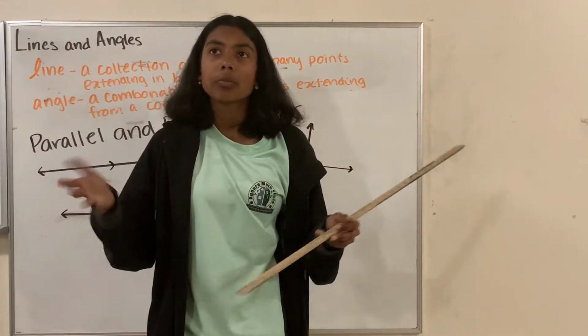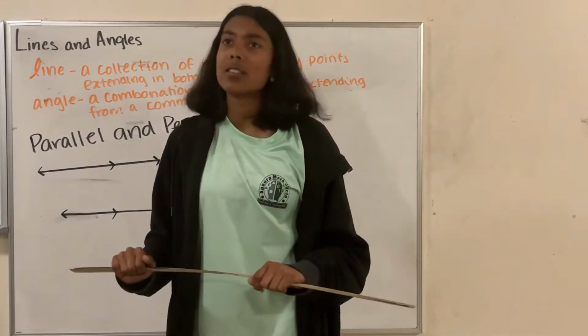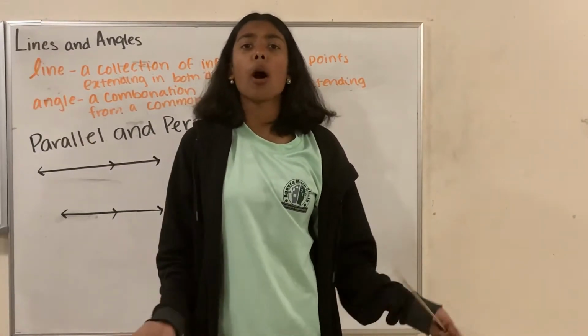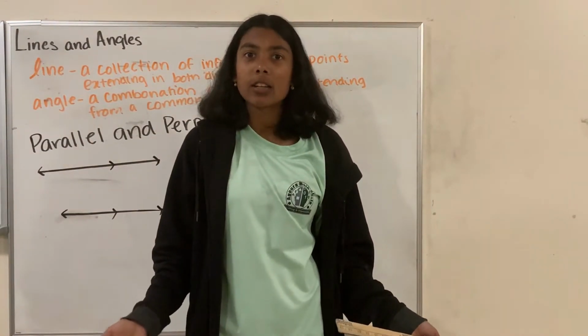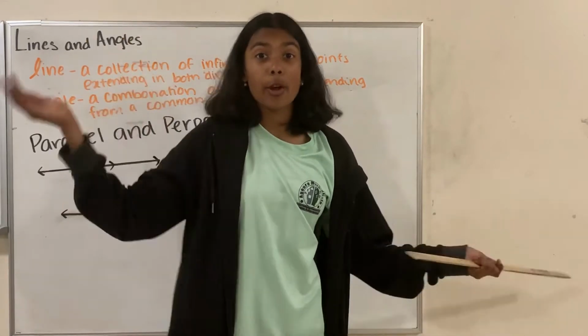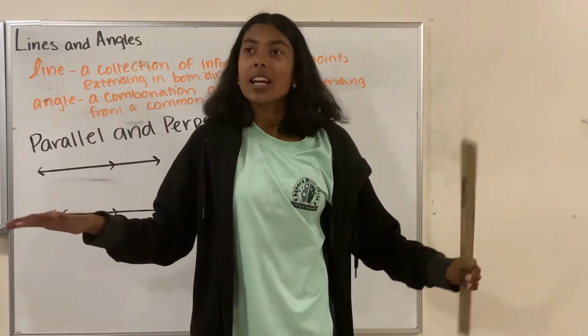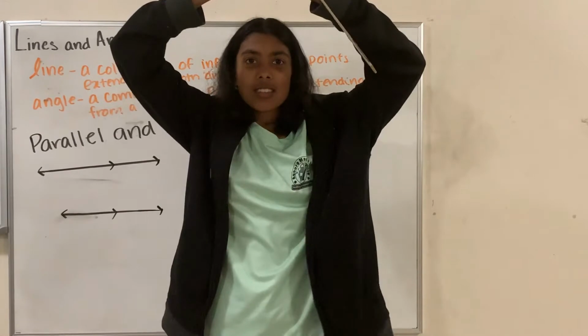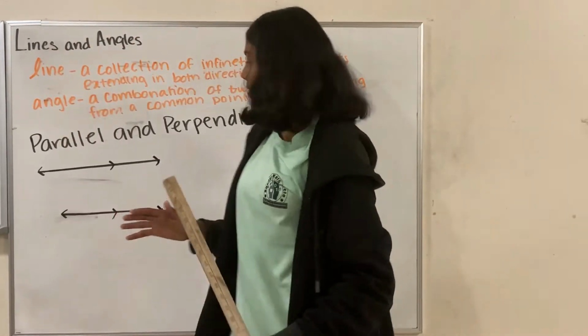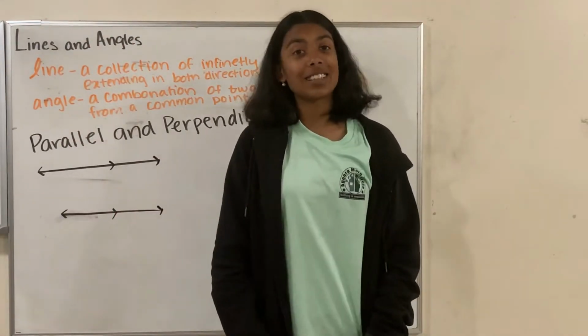And more parallel lines. Two walls that are opposite each other are technically parallel. So the wall behind me and the wall in front of me, they're parallel to each other. They never meet because the walls aren't like this. They're like this. And this may not seem parallel, but it is.